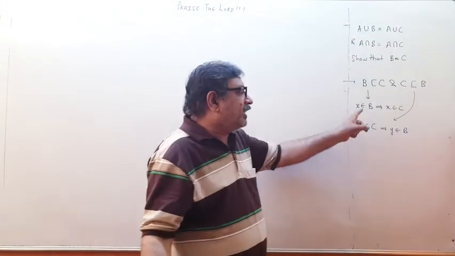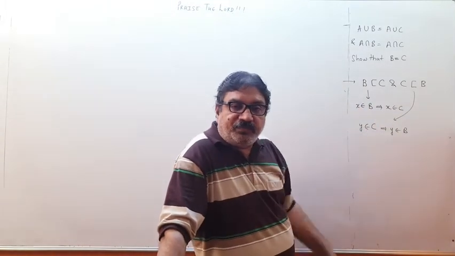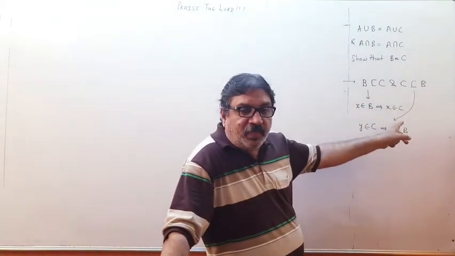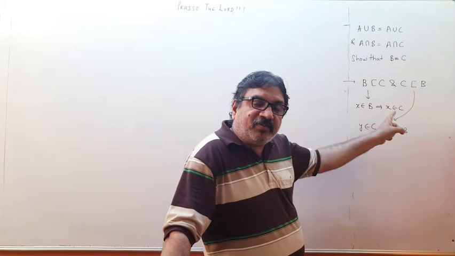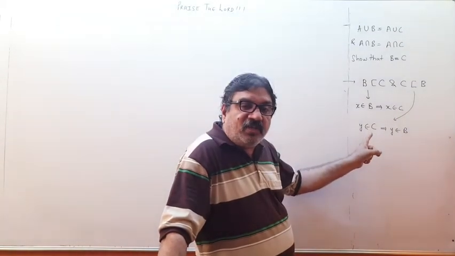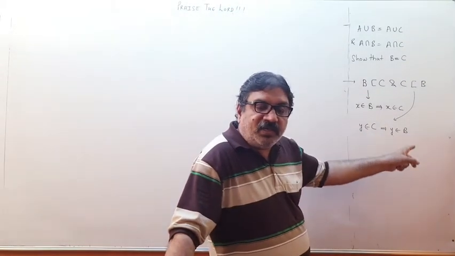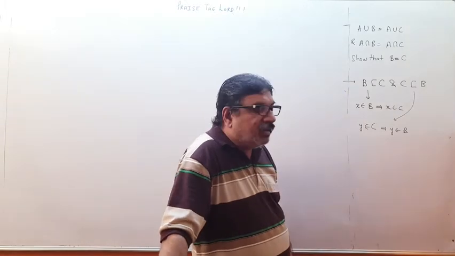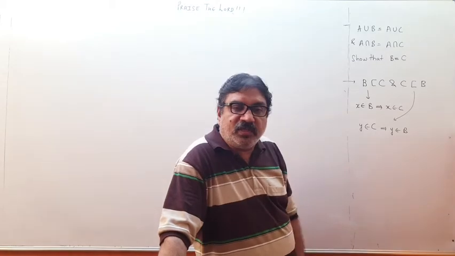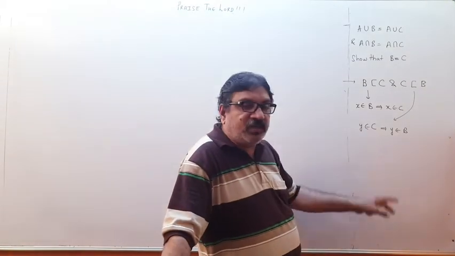So any element taken in B is proved to be in C, that means all elements of B are in C, therefore B is subset of C. Any element taken in C will be proved to be present in B. Therefore, all elements of C are in B. Therefore, C subset of B. This will be the technique to prove B equal to C. First prove B subset of C and then prove C subset of B. How to prove subset? This technique you have to take.